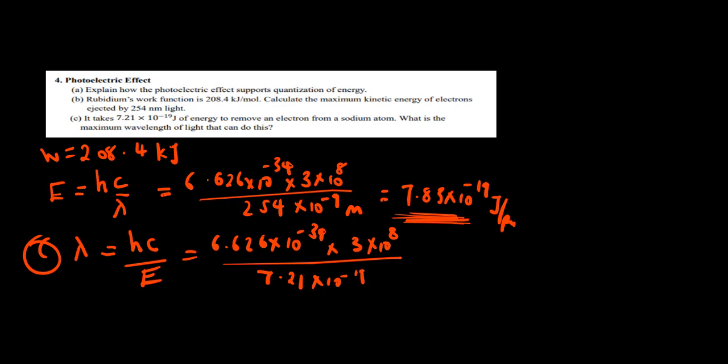So what do you find as your wavelength? On my end I'm getting 2.76 times 10 to the power negative 7. This is in meters. You can leave it in meters, but most of the time our questions are coming in nanometers. So I can convert this one to nanometers.